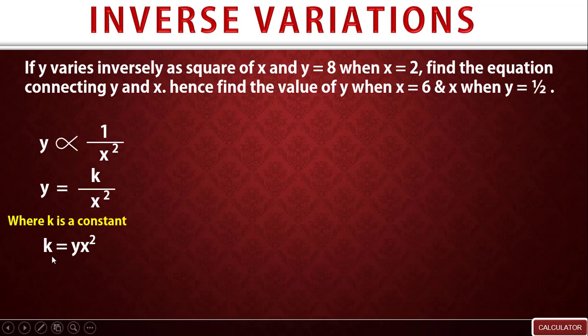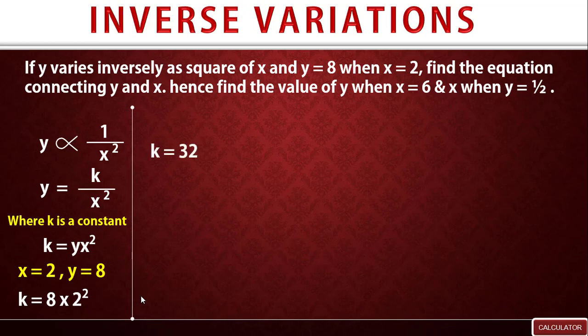Now to determine the value of k, we've been given y to be 8 and s to be 2. So we are going to fix in these values into this equation of k equals ys squared, and then we have k equals 8 times 2 squared. 2 squared means 2 times 2, that is 4. 8 times 4, that gives 32. So our k is 32.